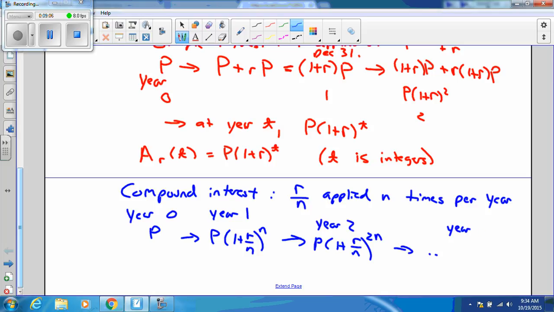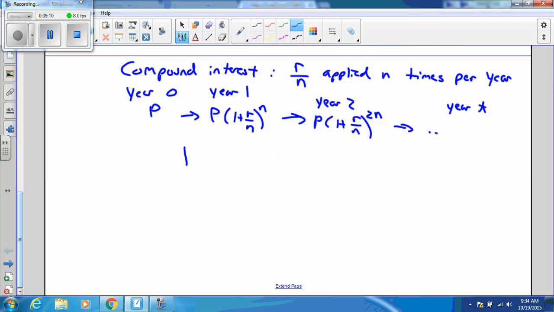So that if I go all the way out to year T, I now end up with, let's express it like this: the amount for interest rate R applied N times per year at time T is equal to P times (1 plus R over N) to the NT. Is everybody with me on the development so far?